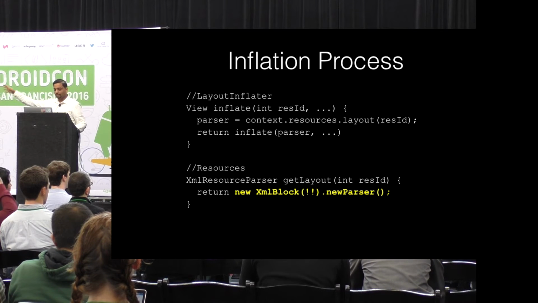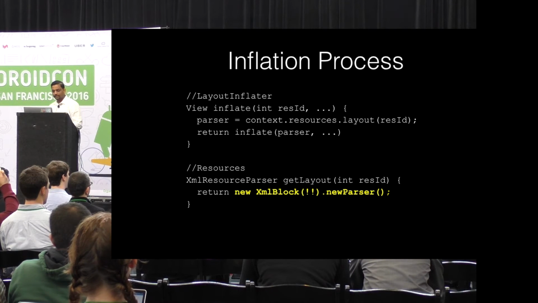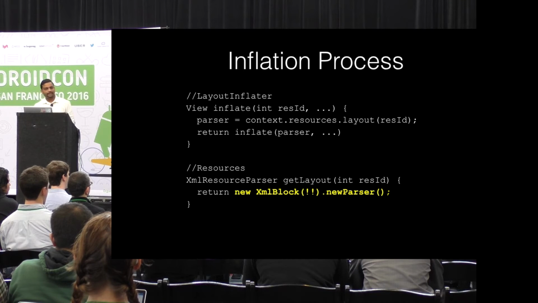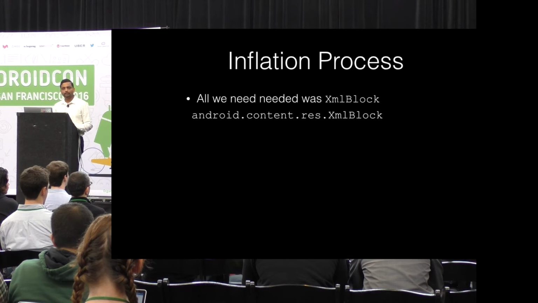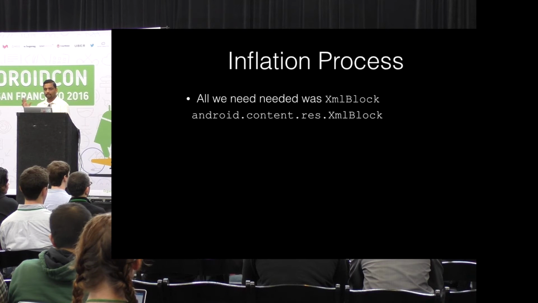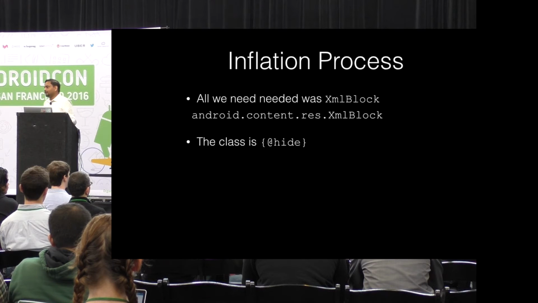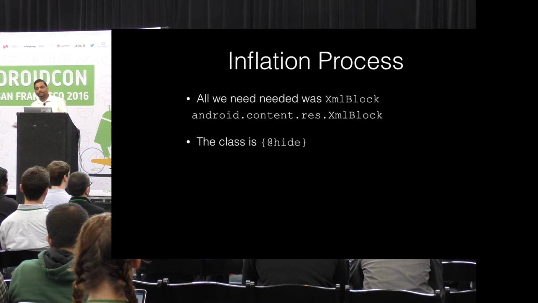So if you look at the view inflate, gets the layout from the resources, gets some parser, inflates using the parser. The parser uses something called XML block. So all we need is just get hold of this XML block and work with it. So all we needed is the access to this class called XML block, which belongs to this package, android.content.res. The great part about this class is it's hidden. Unless you compile your own android.jar, you will never be able to access it. But there is an alternative, and that alternative is probably use reflection.